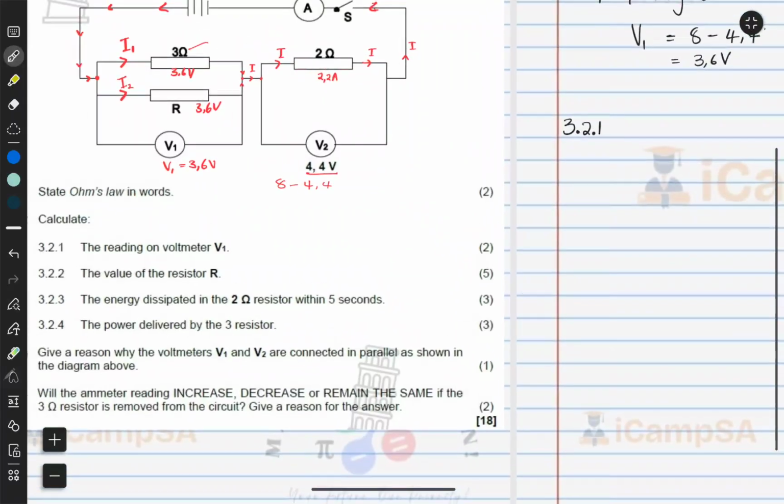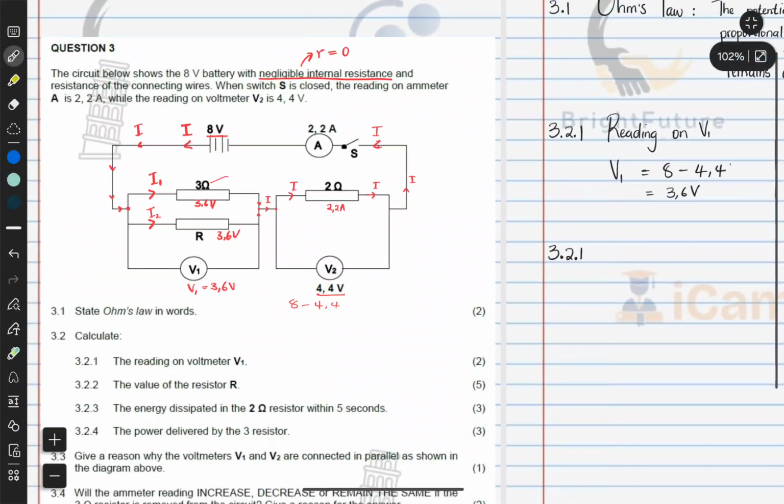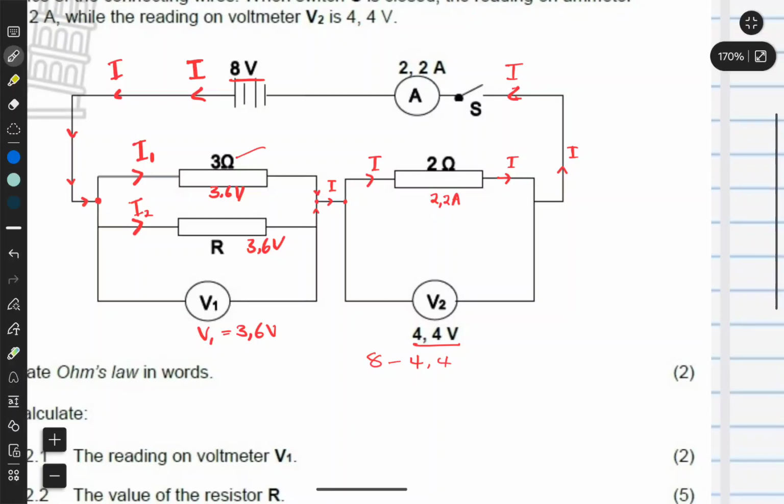What is the value of the resistor R? Okay. So for resistor R, we know the voltage, right? But we do not know the current. So we can't just say R is V over I. So we have to figure out how to get there. Okay.